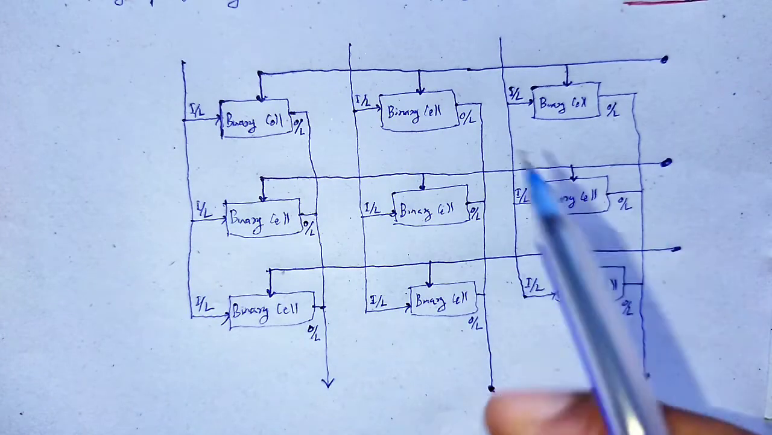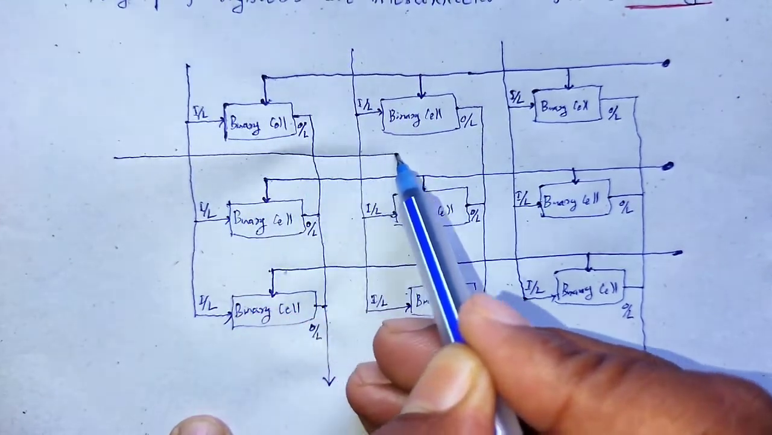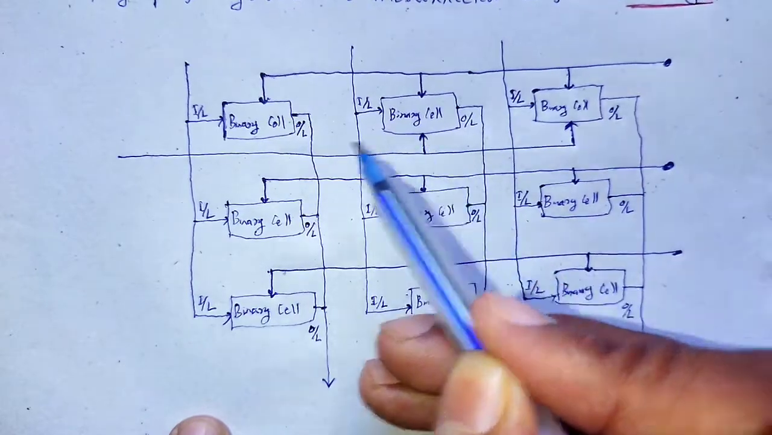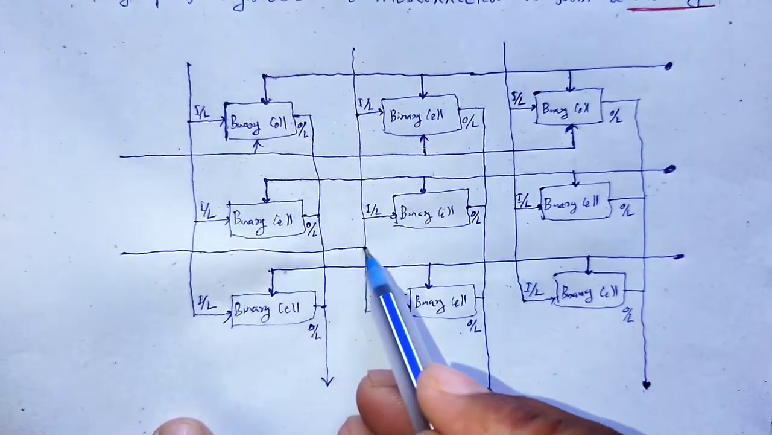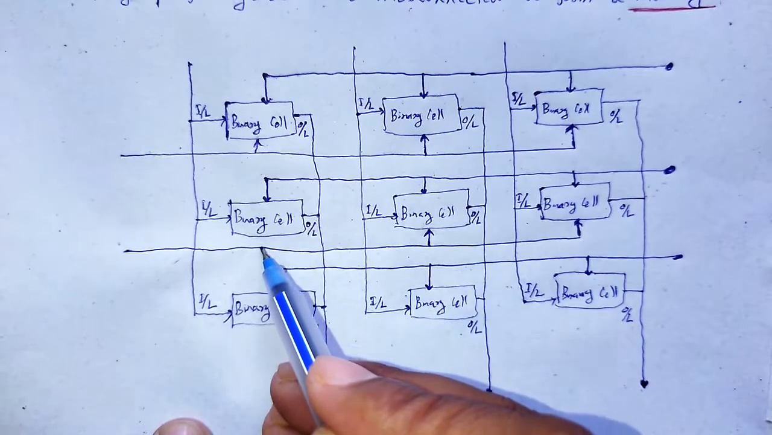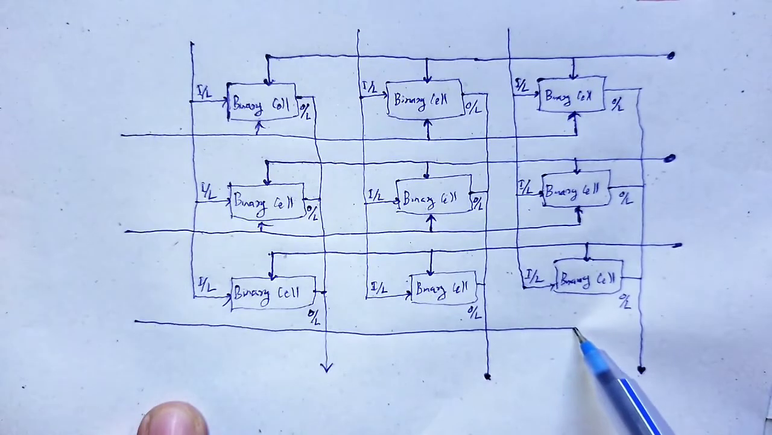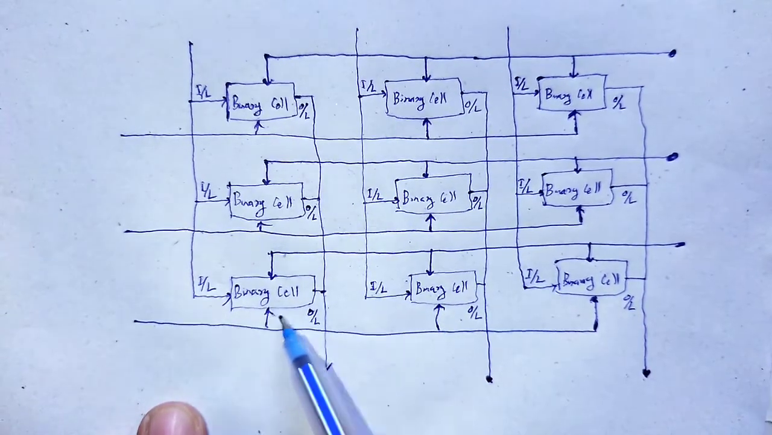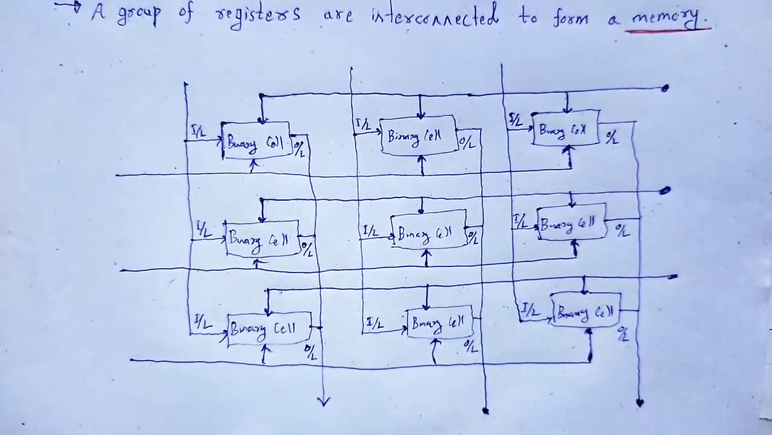For read lines, there are three read lines. Read line, read line. Next, read line, next read line. These are the write lines.